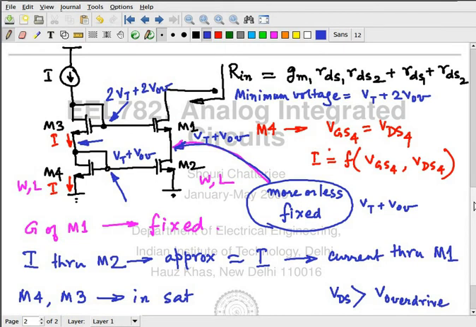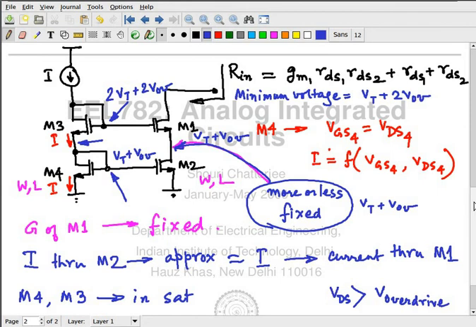Why am I calling it a biasing scheme? See, this is how it works. VOV can be negative also.